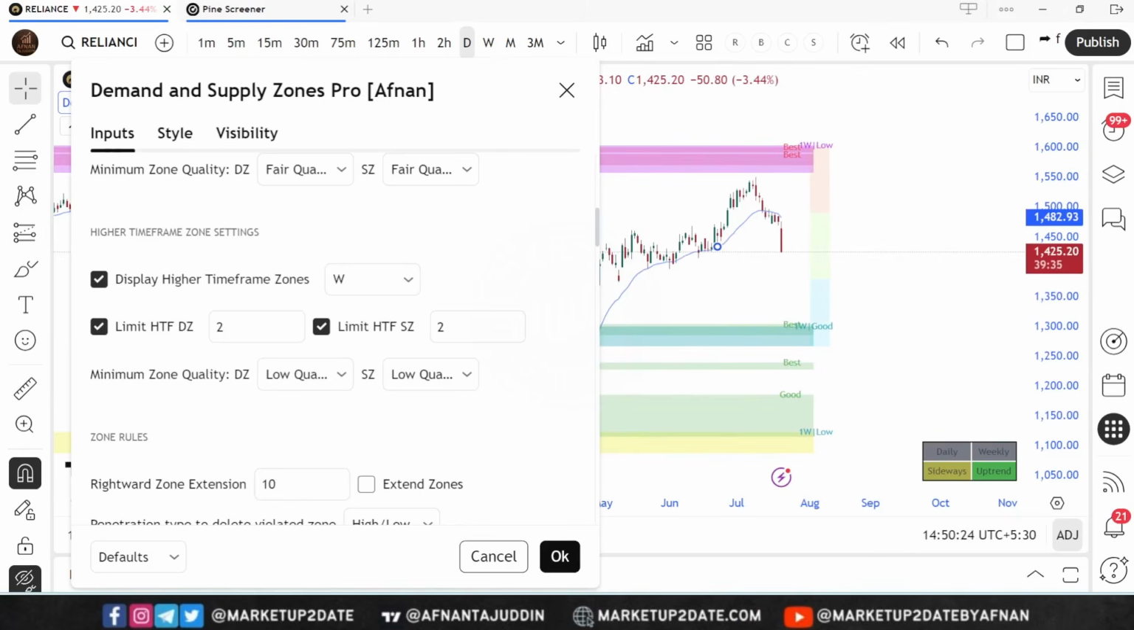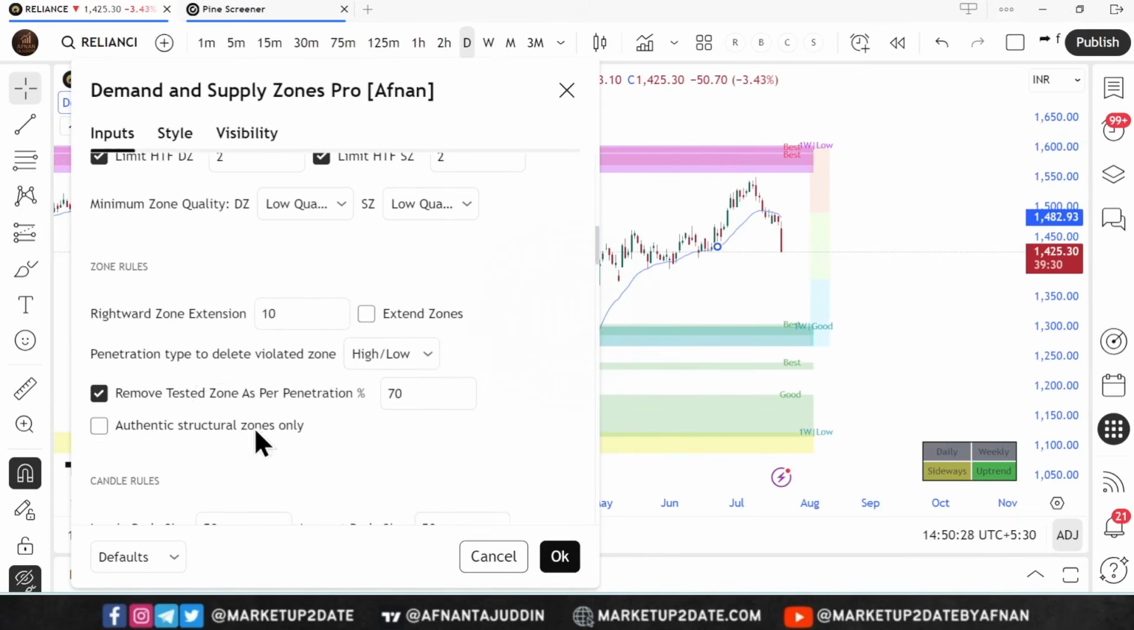Zone rules. This section defines the behavior and the life cycle of a zone. First, rightward zone extension or extend zones. You can set how many bars a zone extends to the right, or you can check extend zones to make them extend indefinitely until they are broken.